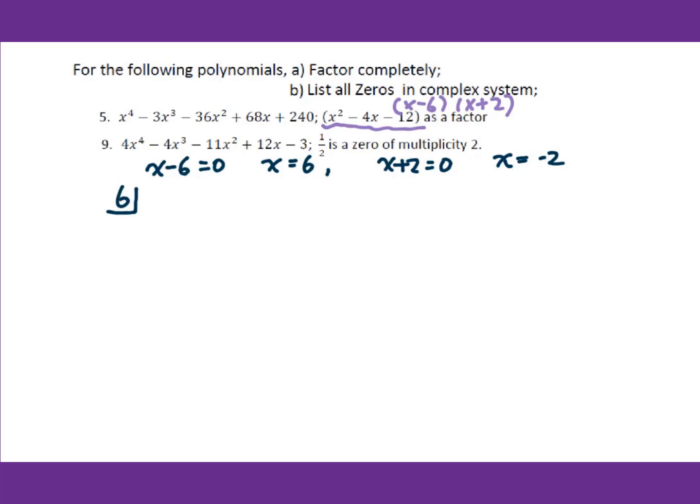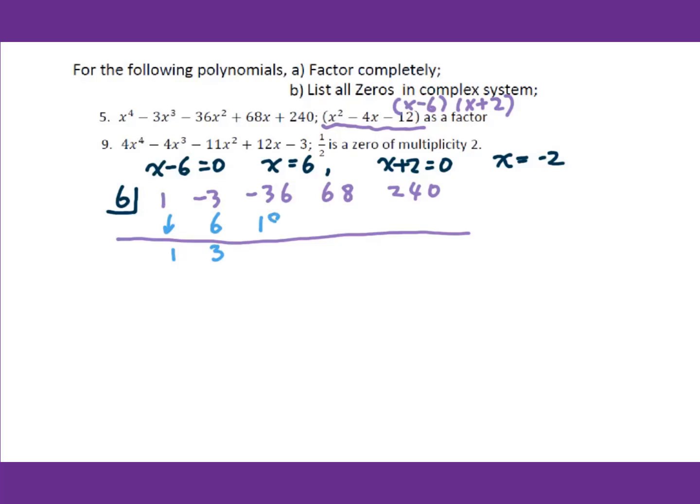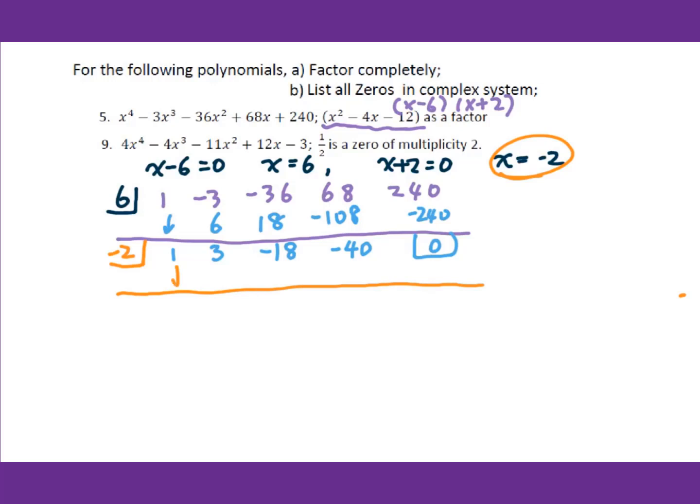We take 6 and do the synthetic division. Check no missing power. We got 1, negative 3, negative 36, 68, 240. We get 1, 6, 3, 18, negative 18, 108, negative 240, and the remainder is 0. Then we go to negative 2. You will get 1, negative 2, 1, negative 2, negative 20, 40. We got 0.